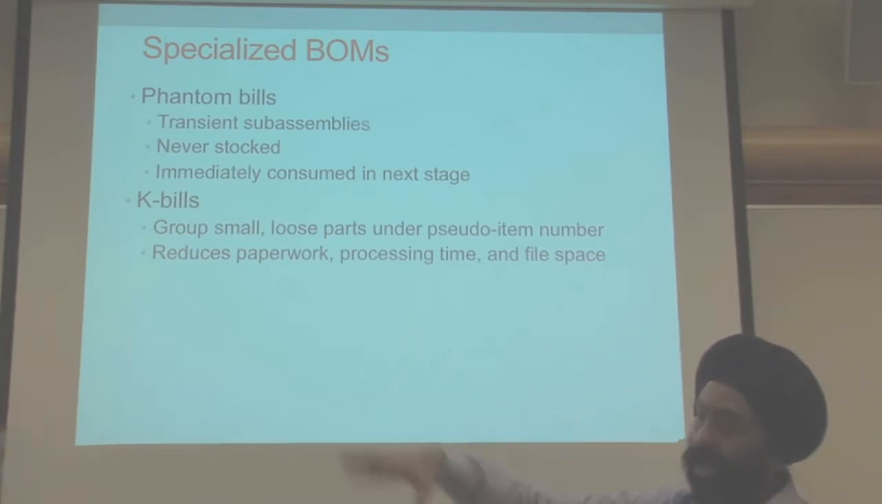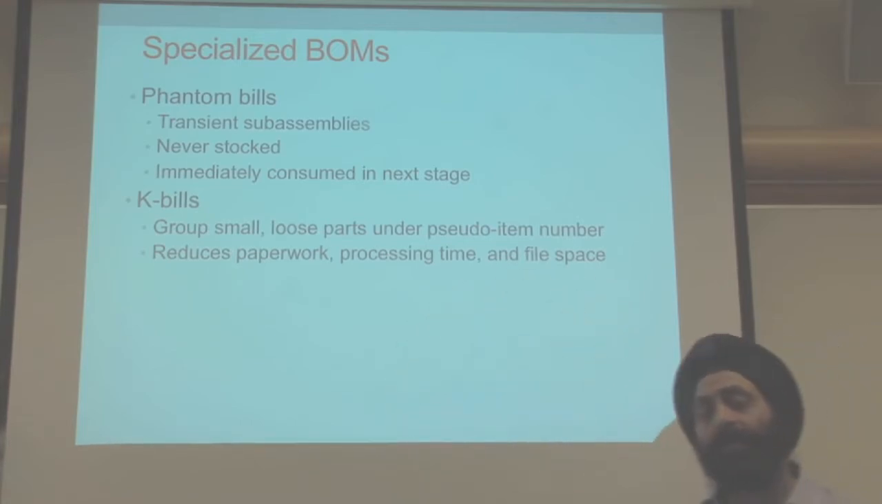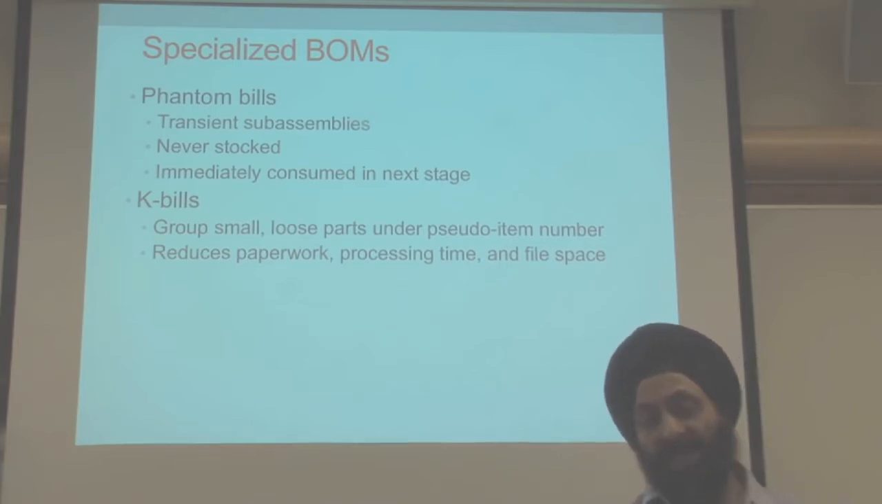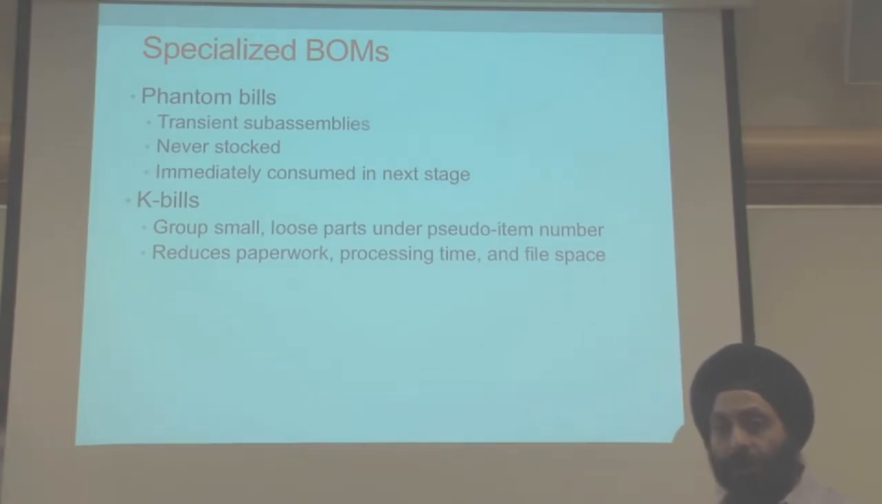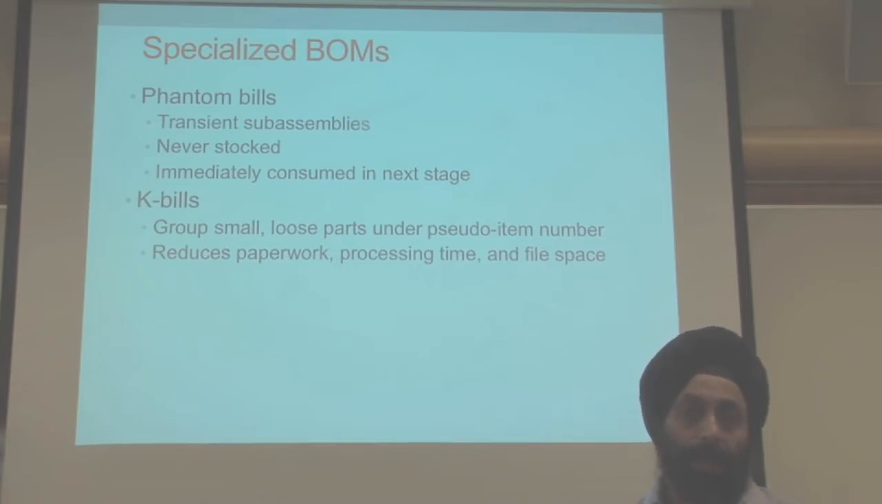K-bills are basically all the miscellaneous items, grouping small loose parts under a pseudo item number, all put together just like a miscellaneous account or petty cash equivalent in accounting. There's a K-bill which takes into account all the loose parts, which basically are C items, but they don't have to really be specifically monitored as individual items in that case.